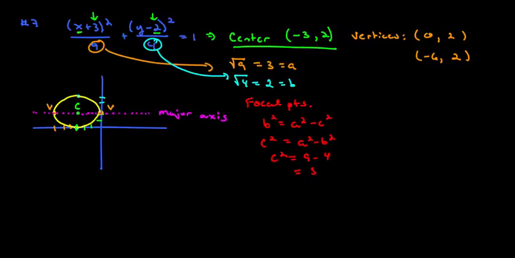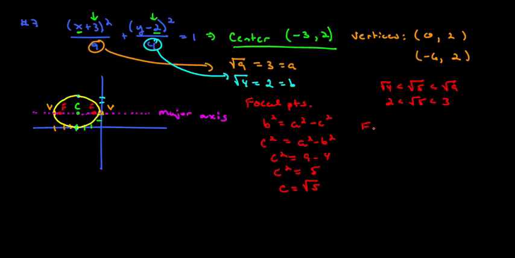So this is 5, which means C is the square root of 5. The square root of 5 as a value is between the square root of 4 and the square root of 9. So it's between 2 and 3. So it's going to be out here and back here.